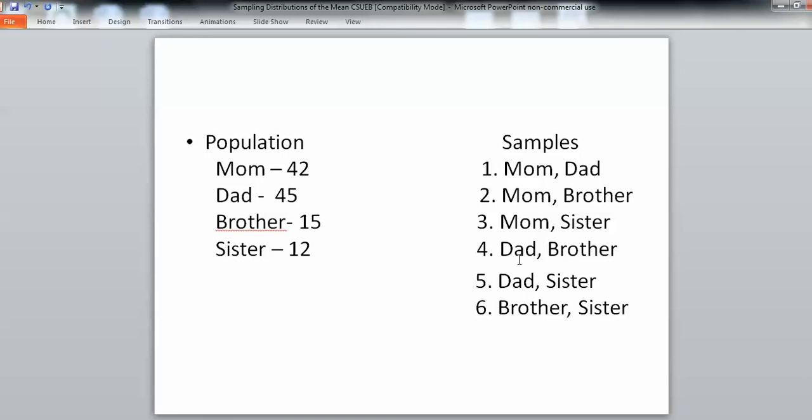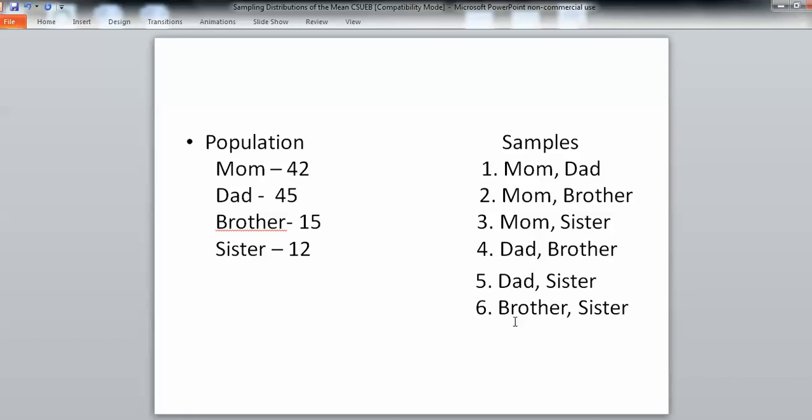We've already talked about the sample in which the dad and the mom are together, so let's skip that one. Let's move on to the sample of the dad and the brother. That's a 4th possible sample that we might end up selecting. Also, the dad and the sister is another one. At this point, we don't have any other samples that include the dad because we've covered all of them.